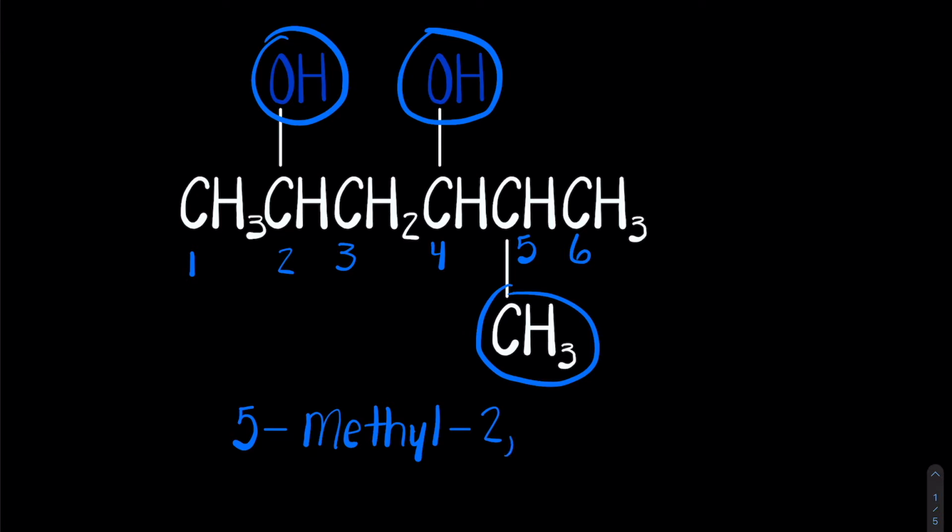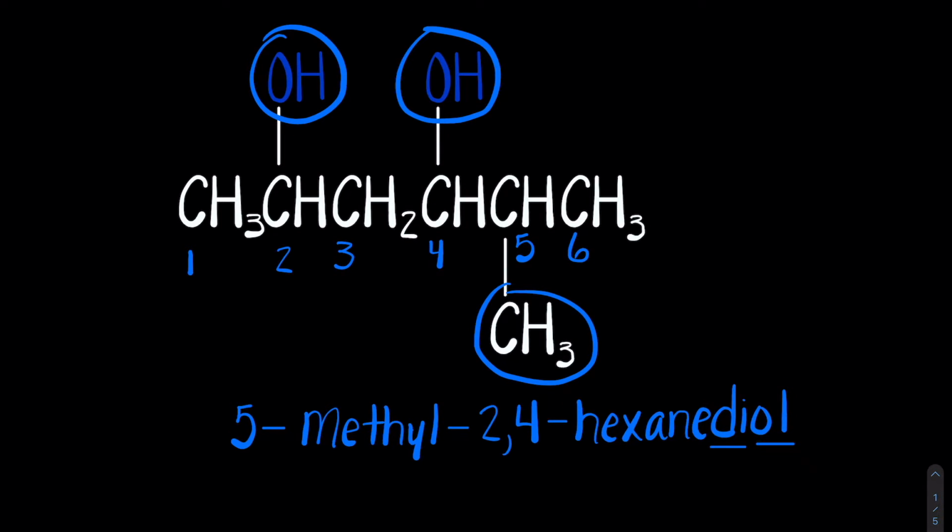2, designate the location of both of those alcohol functional groups. 2, 4, it's a 6-chain. It's 6 carbon atoms, excuse me. Hexane, diol. The di signifies that there's 2 groups, of which they are alcohol groups.